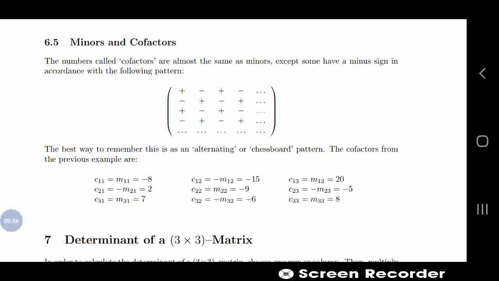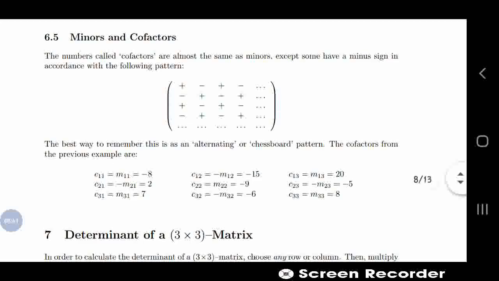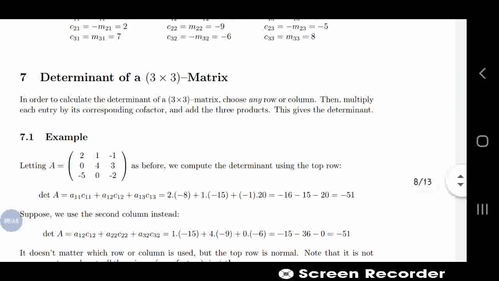So C11 is equal to M11 is equal to minus 8, like that. C21 is equal to minus M21 is equal to 2. So some have a minus sign, some have a plus sign. Next, the determinant of a 3 by 3 matrix.